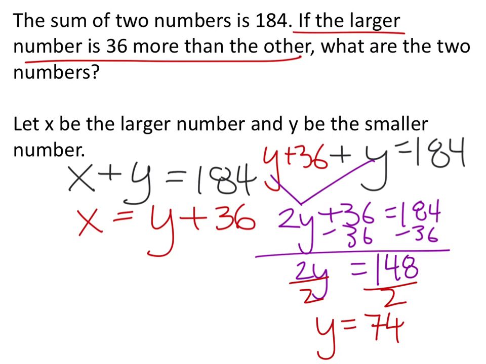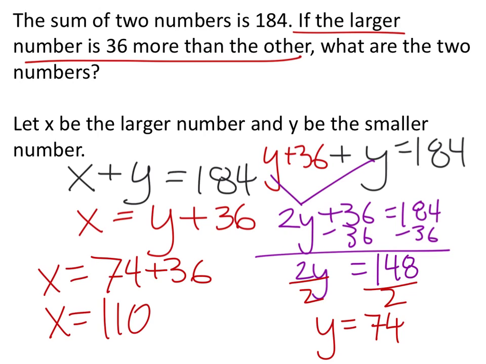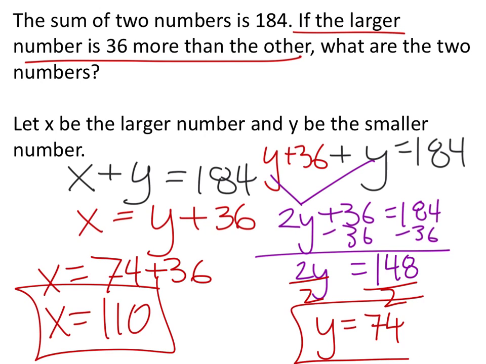To find the bigger number, I can use the second equation, which will make it extremely convenient. x equals, we found y to be 74, plus 36, which makes x equal to 110. So these are the two answers that we need from this problem.